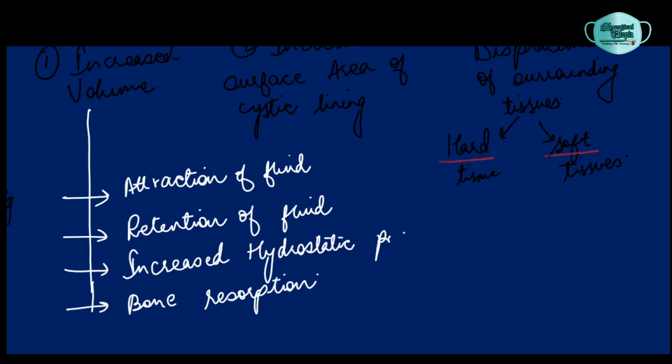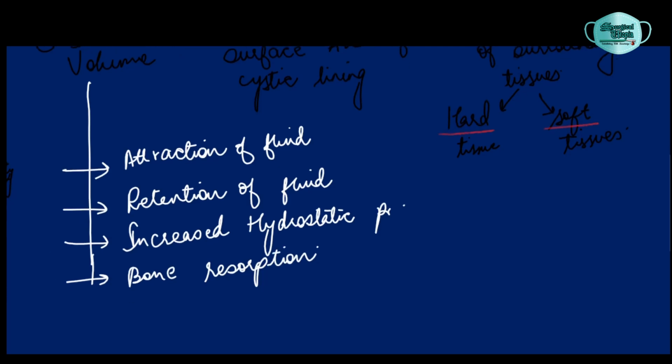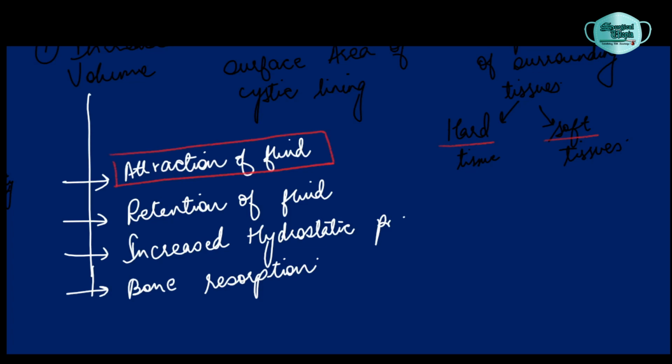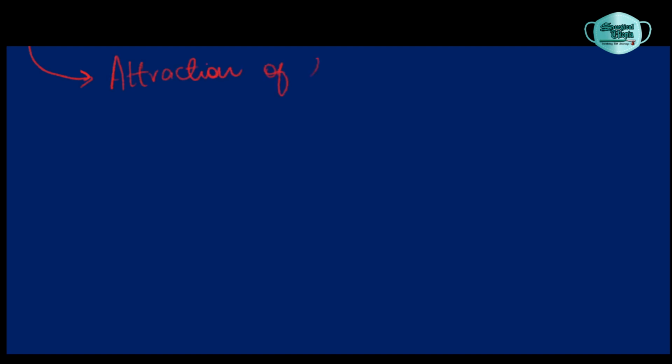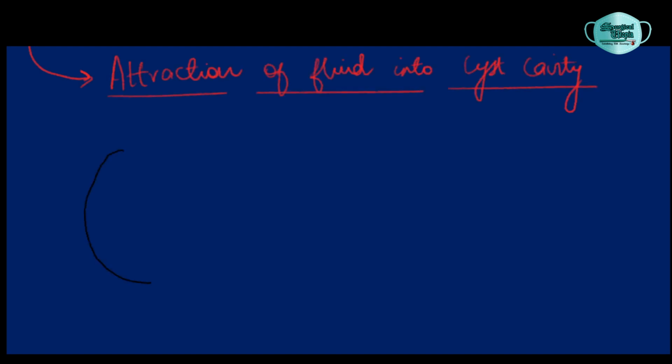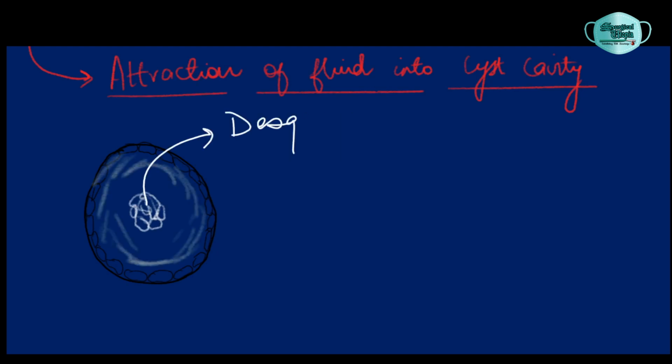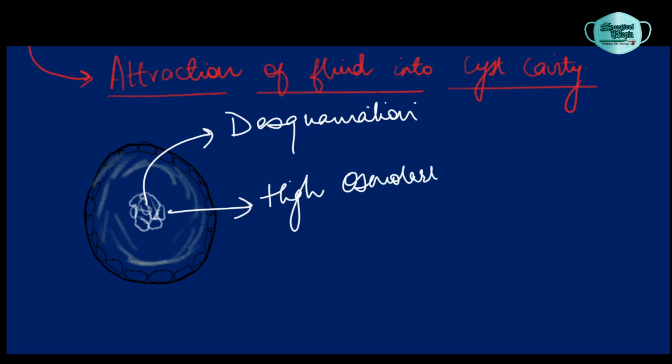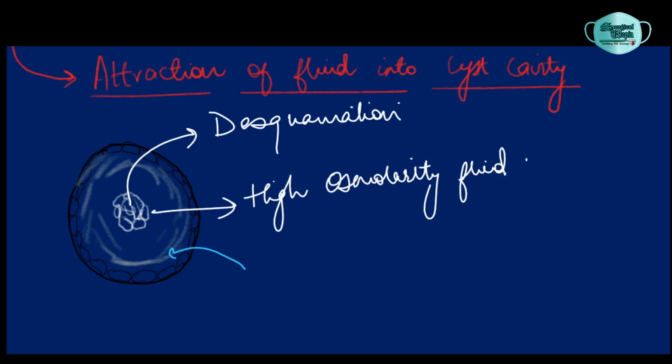So now we will discuss the mechanism by which the cystic enlargement can occur in each of the mentioned methods. The first method is attraction of fluid into the cystic cavity. As I have already said, there is desquamation of the epithelial cells in the center, and because of this desquamation, a fluid is collected in the center which has a higher osmolarity as compared to the surrounding serum.